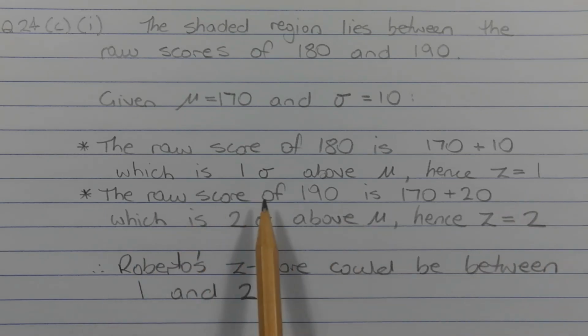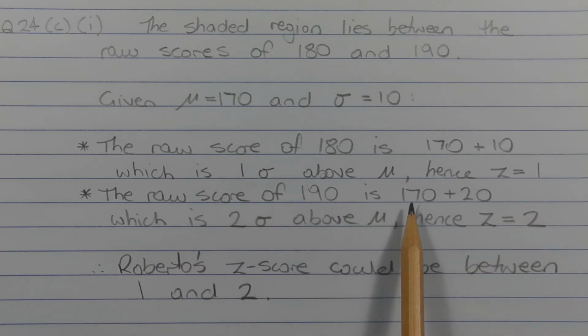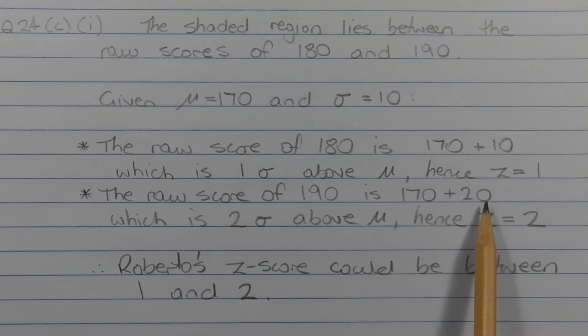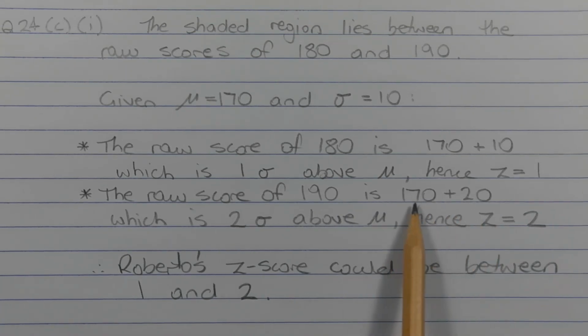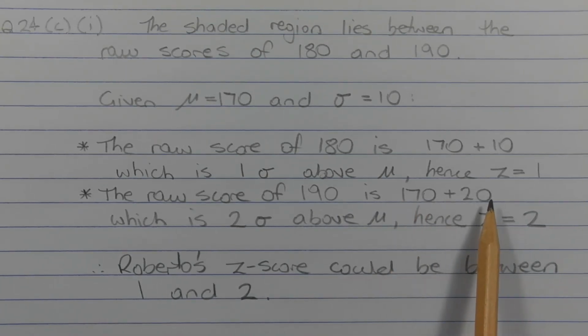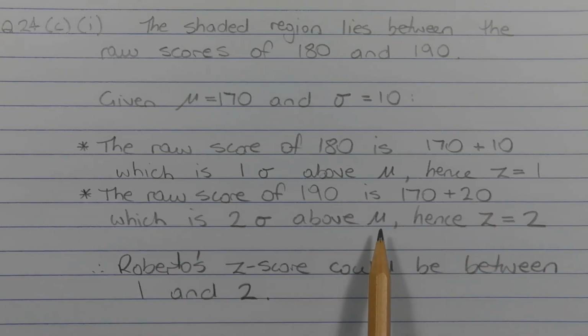Now, the raw score of 190 is 170 plus 20. So that's a mean of 170 plus 2 standard deviations. So that means it's 2 standard deviations above the mean, hence its z-score is 2. Therefore, Roberto's z-score could be between 1 and 2.